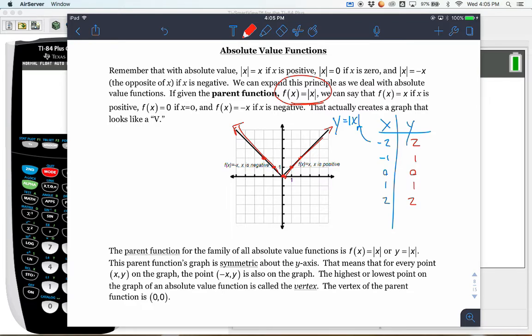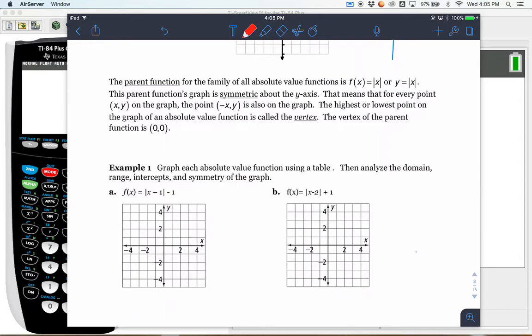When we say a parent function, usually that's a simple version of a type of function. Like with lines, straight lines, y equals x is your parent function. Or quadratics, your U-shaped graphs, the parent function is y equals x squared, the most basic, simple one. The parent function for the family of all absolute value functions is this right here, like we just said.